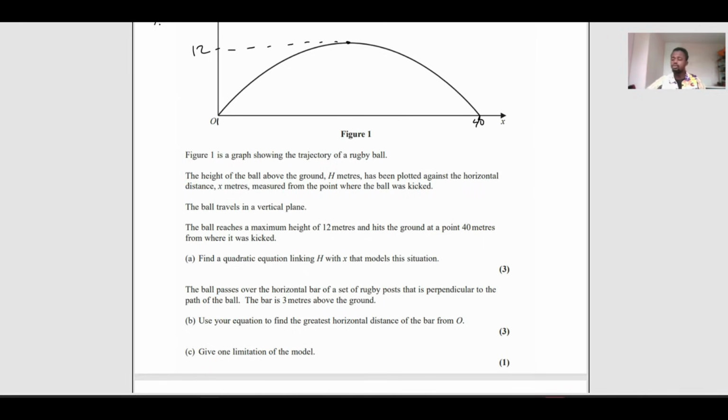So if you have the roots of an equation and you want to find the quadratic equation, like if you have x equal to a and x equal to b as the roots, just do it this way. x minus a is 0, x minus b is 0, and then you multiply these two together. So the same thing we are going to do here. We have x equal to 0 and x equal to 40 as the roots.